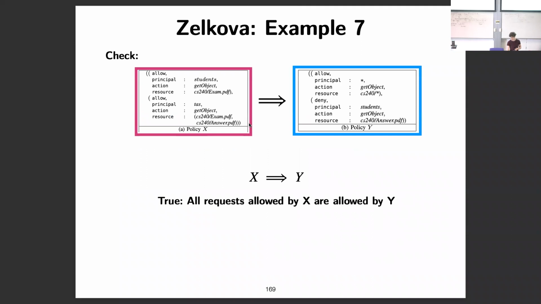I should have hidden the answers. I should have made you guess which one's more permissive. Okay, all requests that are allowed by X are allowed by Y, and we determine this using an SMT solver by checking X implies Y.